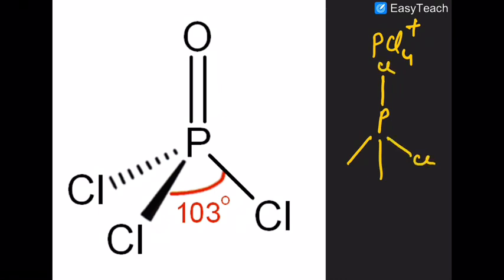But if you take a look at PCl4 plus, it again gives you the perfect tetrahedral geometry, because now all are bond pairs. So now the bond angle is what? The bond angle is a perfect 109.5 degrees.